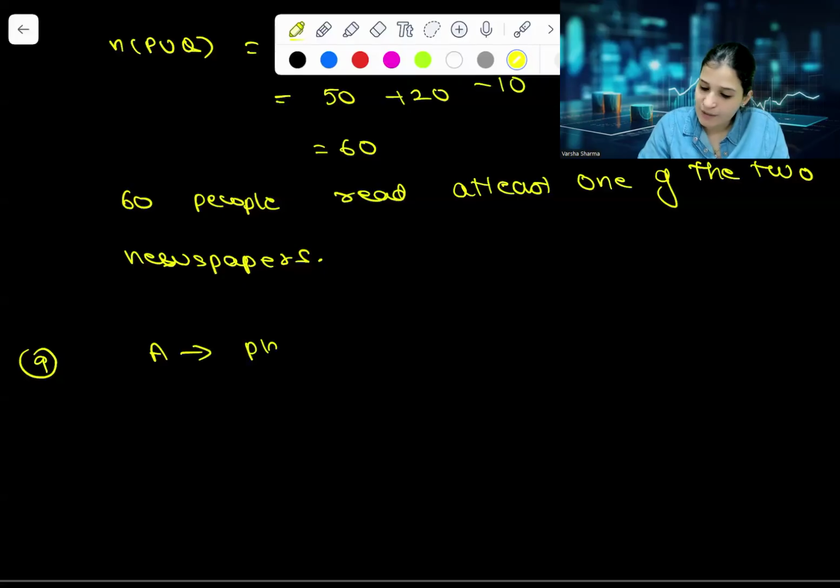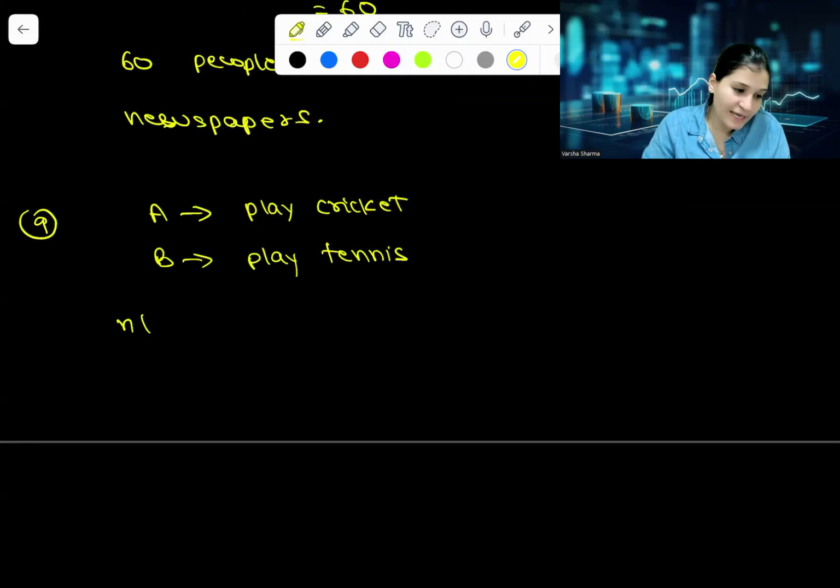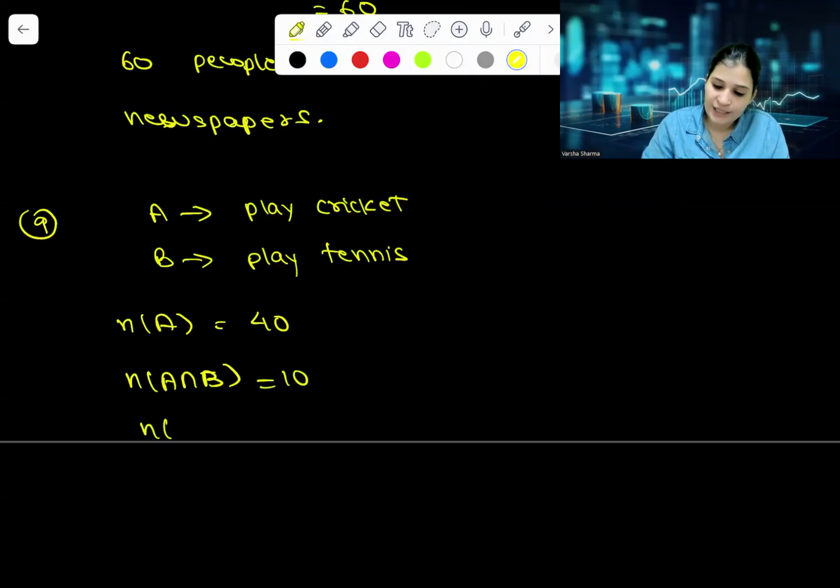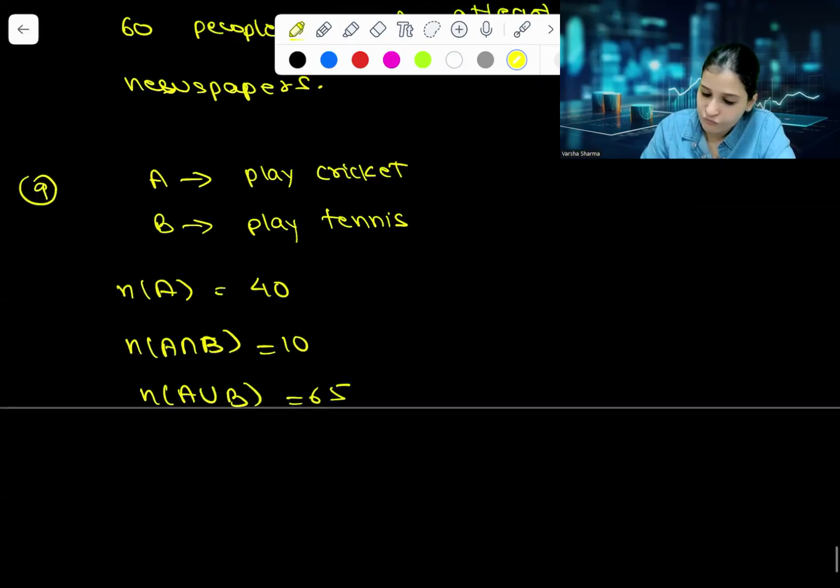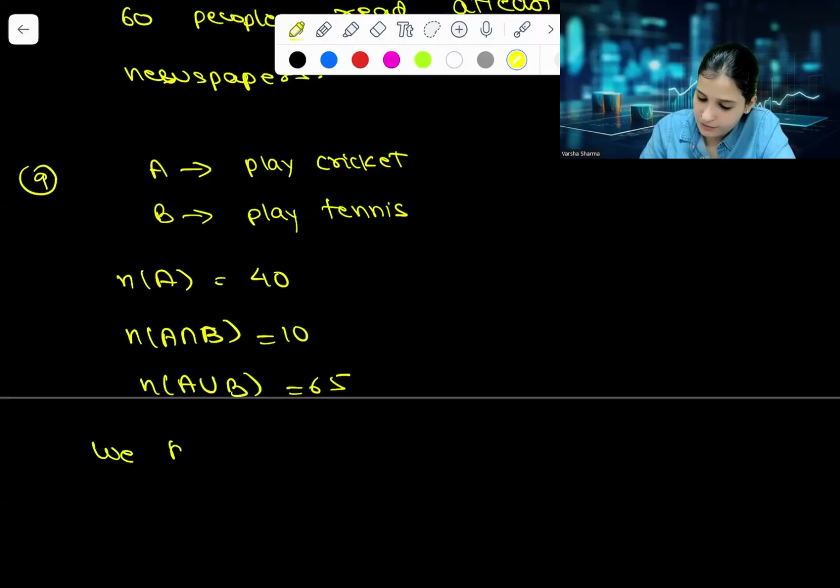Let A be the set of people who play cricket, and B the set of people who play tennis. The number of people who play cricket is 40, and those who play both, the intersection, is 10. Let the union be 65, right?